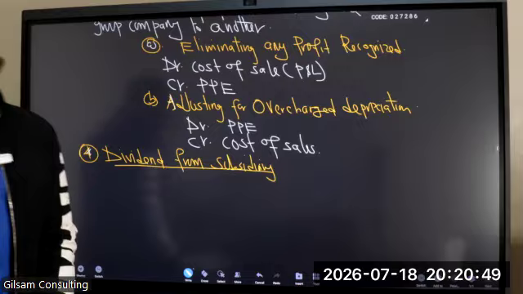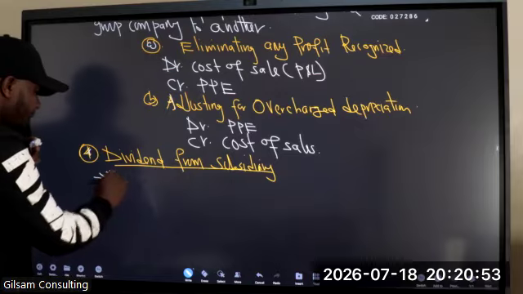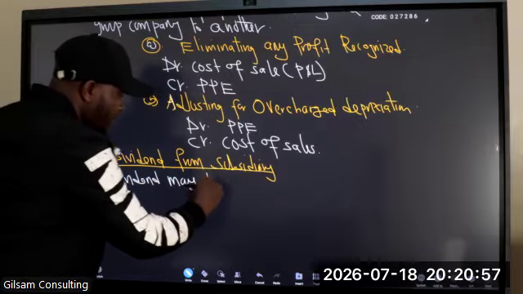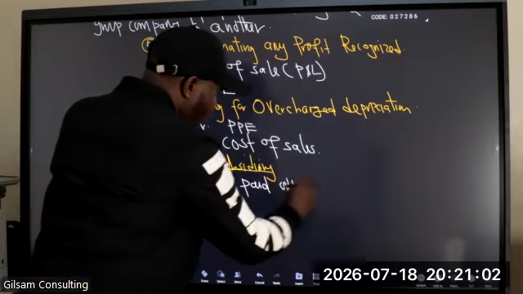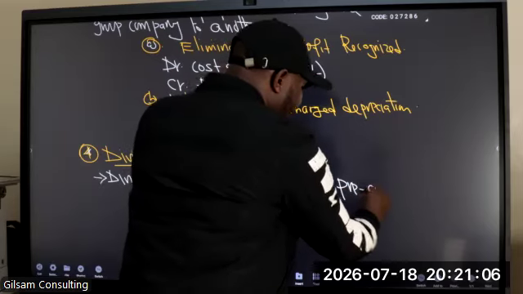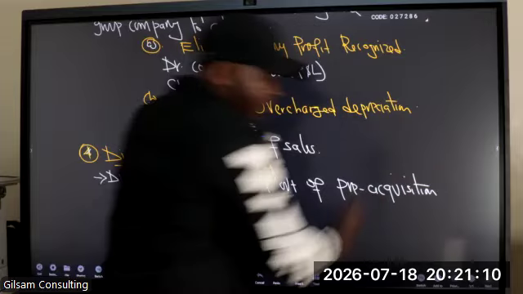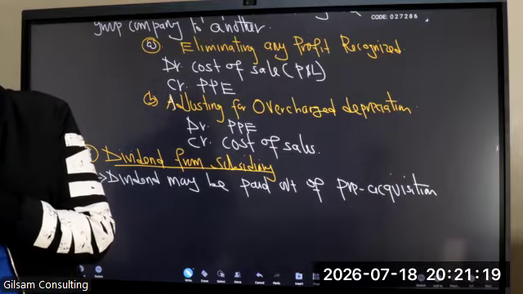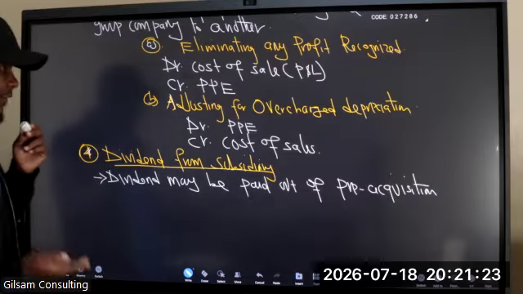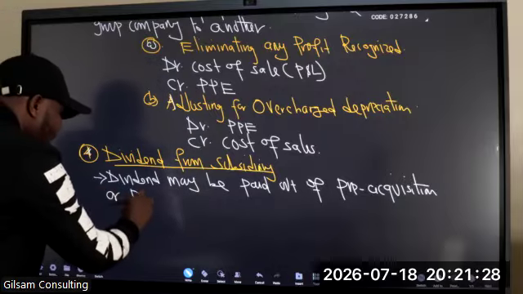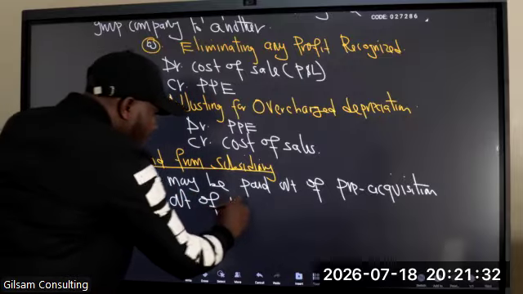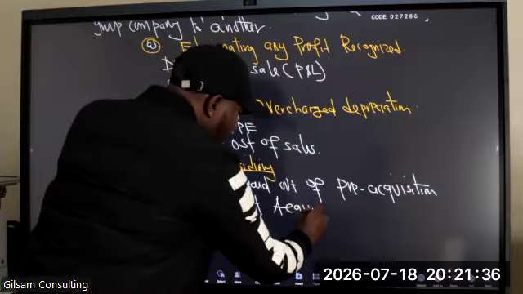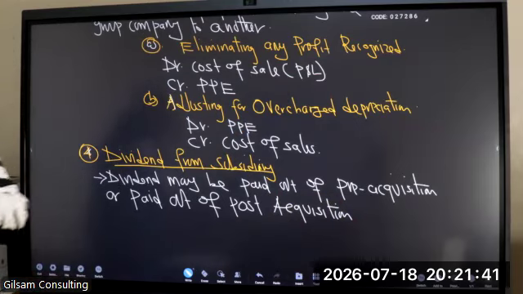Dividend may be paid out of pre-acquisition profits, that is before you acquire this subsidiary company, or paid out of post-acquisition profits, that is after you have acquired it. The parent's share of pre-acquisition dividend is credited to the cost of the investment.